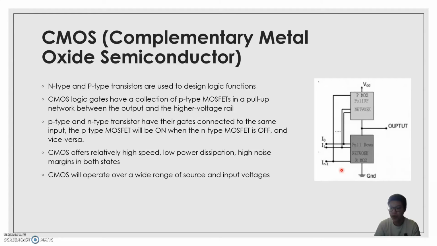If both a P-type and N-type transistor have their gates connected to the same input, the P-type MOSFET will be on when the N-type MOSFET is off, and vice versa. CMOS offers relatively high speed, low power dissipation, high noise margins in both states, and will operate over a wide range of source and input voltage.